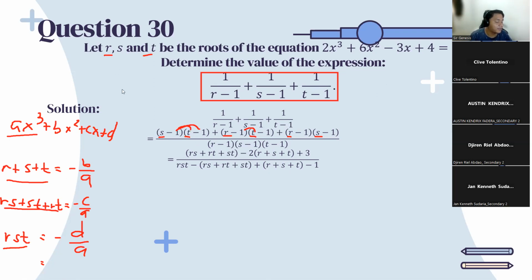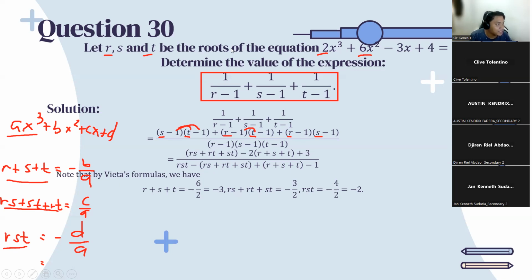The values you can get from Vieta's. So note by Vieta's formula, R plus S plus T is equal to negative B over A, negative 6 over 2, which is negative 3. This one is actually C over A only. So RS plus RT plus ST is negative 3 over 2. And for the product RST, you have negative 4 over 2, which is negative 2.